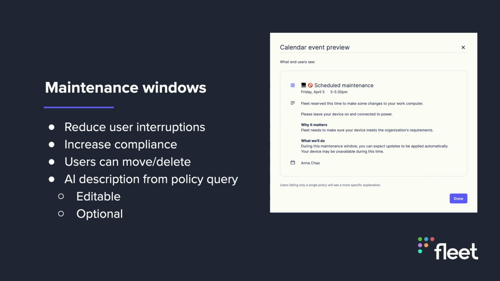And when you have a policy that kicks off this type of maintenance window, we will look into the calendar, find time on their calendar, and book 30 minutes. And when that happens, the user will see that on their calendar. They delete it, it'll pop back up the next day. If they move it around, we'll respect that.